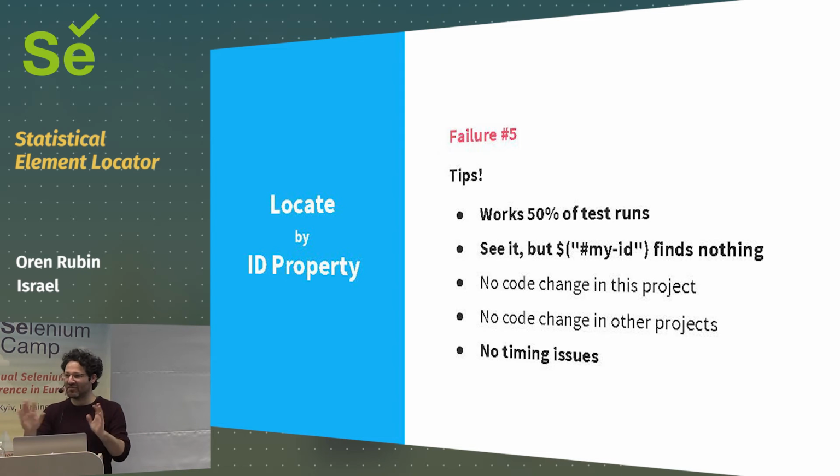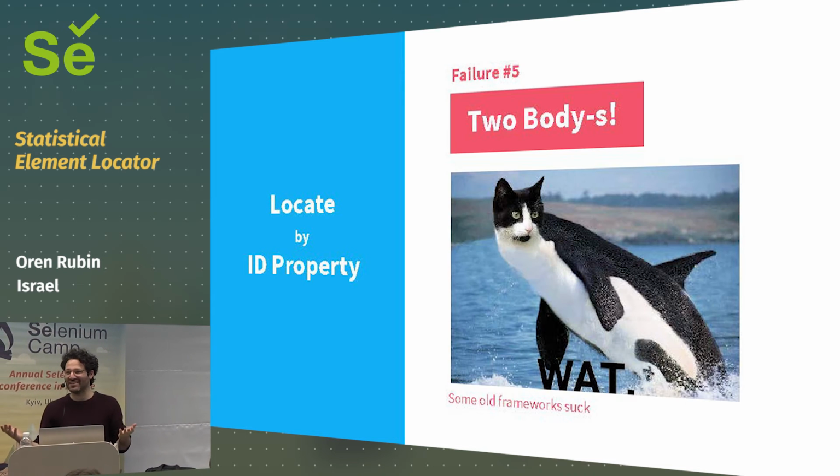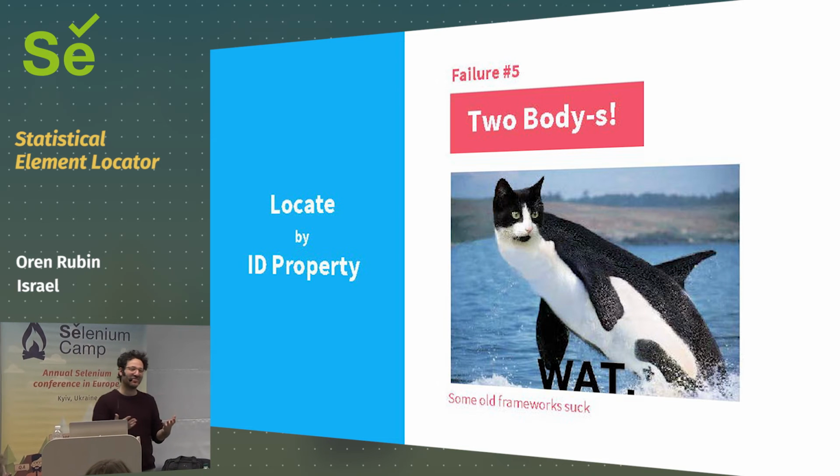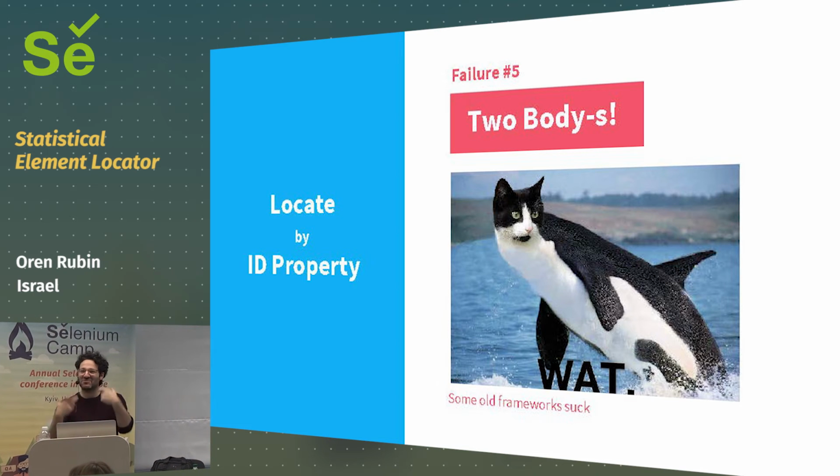50%? And it's not a timing thing. It's just, I see it. I actually see it. And 2 bodies. In HTML, you shouldn't have 2 bodies, but there are frameworks that actually generate 2 bodies. So when it uses one of them, I don't know how and why, but why?